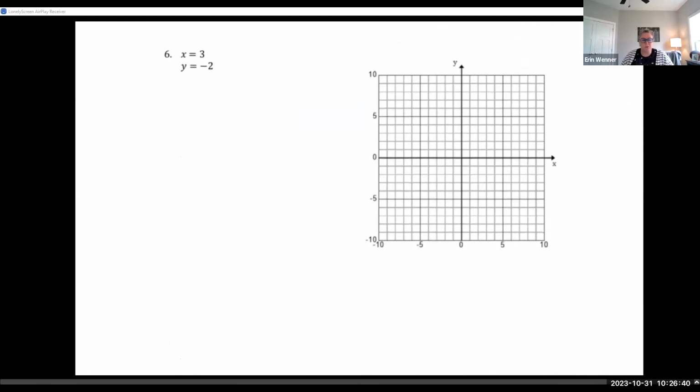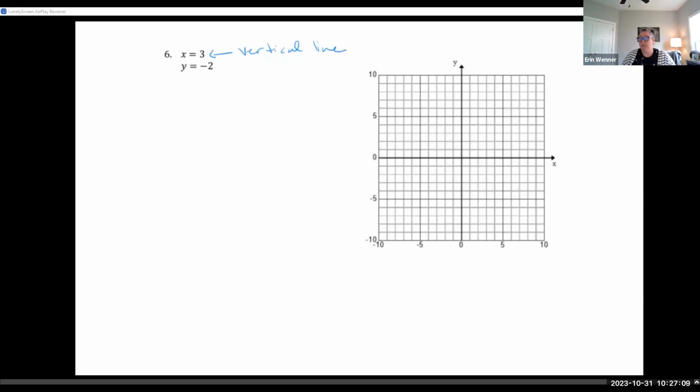So what do we do when we see something like this, right? Number 6 says x equals 3, y equals negative 2. What do these even mean? Well, remember, when we have equations in the form of just x equals something, this is the format for a vertical line. Okay, vertical lines are where every single point on that line, x is equal to 3.